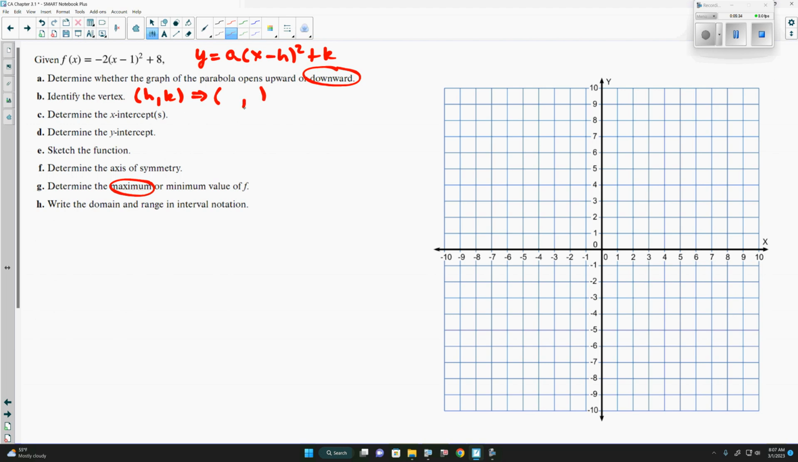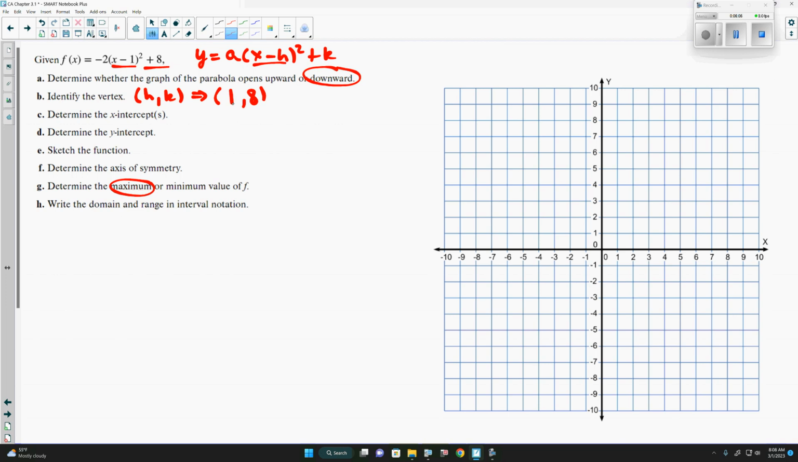Now, the k value is kind of nice because it's exactly what it looks like. It's outside the parentheses, so it's plus k. Here our function has plus 8, so the y value of the vertex is 8. Inside the parentheses is a little funky because we have x minus 1. Inside the parentheses of the standard equation is x minus h. So the h value would be positive 1.